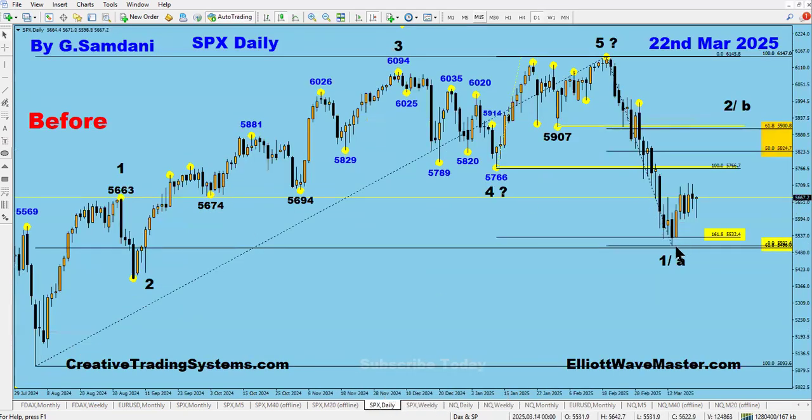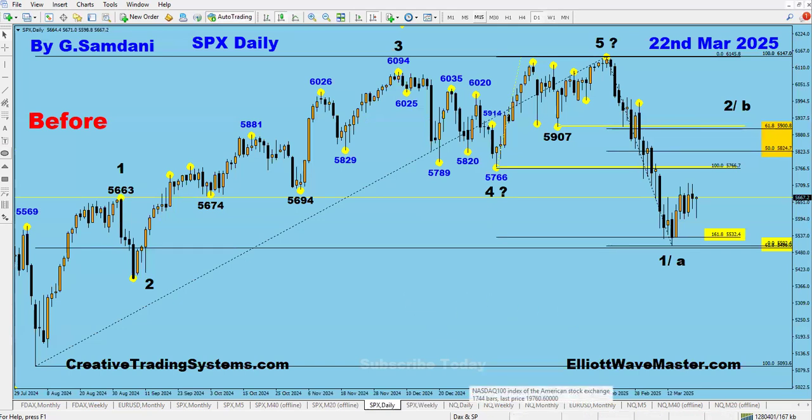So we're bouncing from this area, and I'm looking at these couple of numbers, right? 5907, 50% of this drop, and 61% is right here. So this is what I'm looking at on the S&P 500 daily, that we're going to retrace for wave 2 or B, and then maybe we're going to drop or what, time will tell, right?